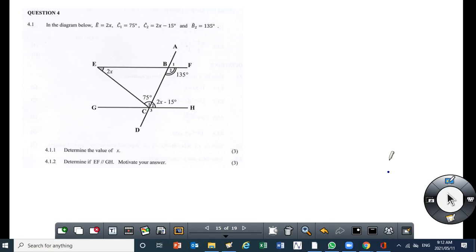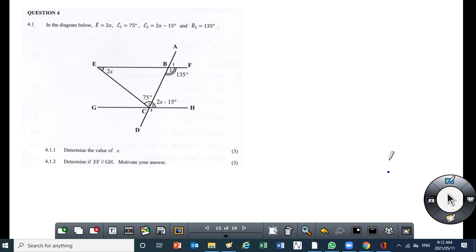Right, so the first question, that is question 4.1, you are given that diagram and you are supposed to use it to determine the value of x. So you can see that on the diagram I've got some angles that are labeled and some of the angles are in terms of x, right?